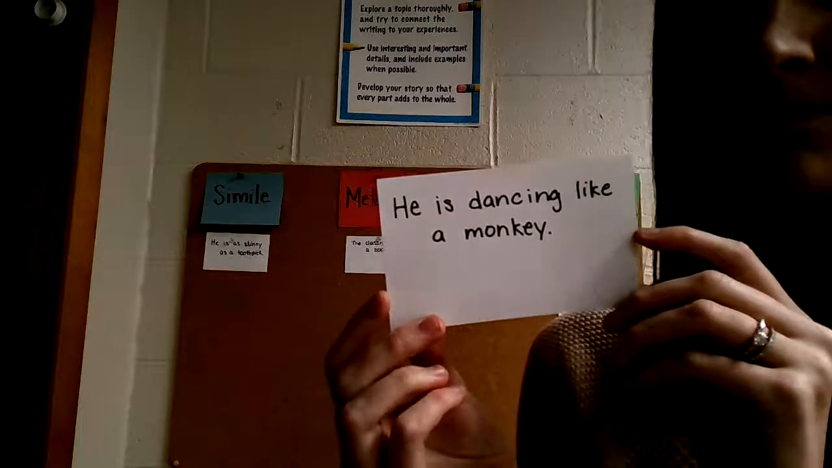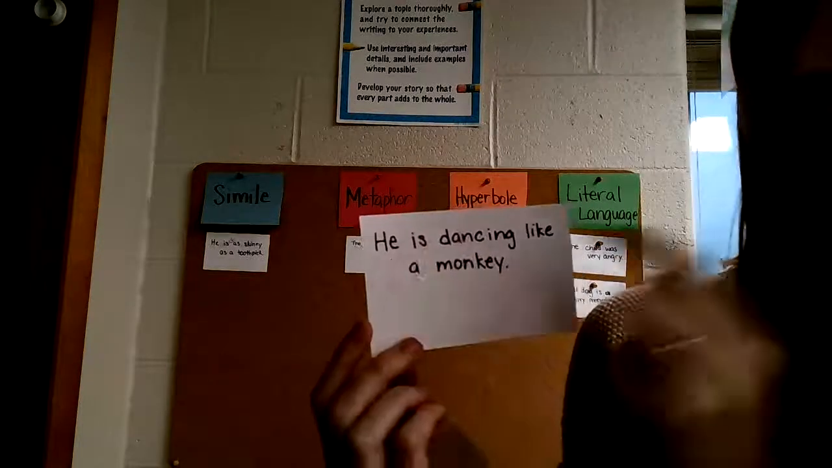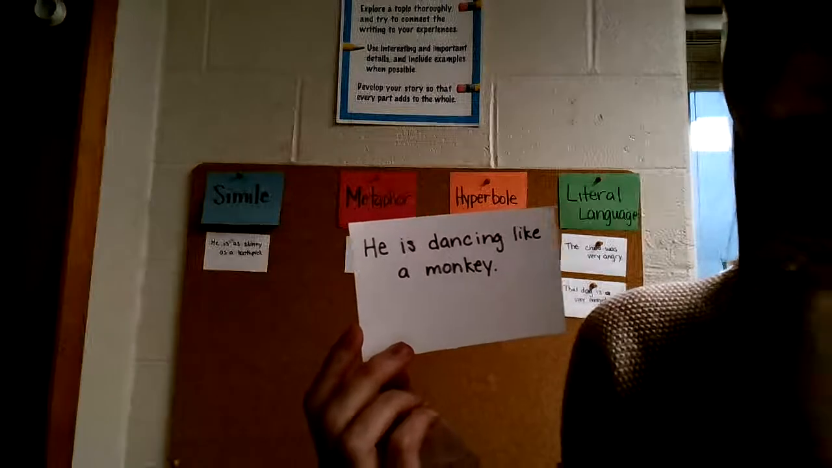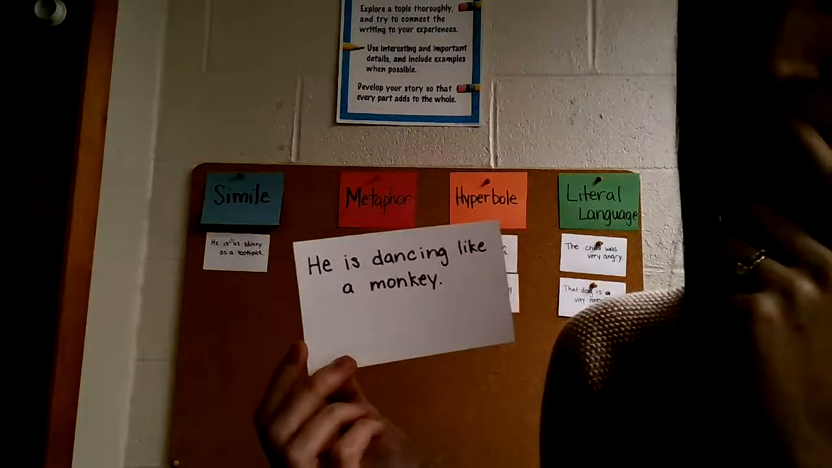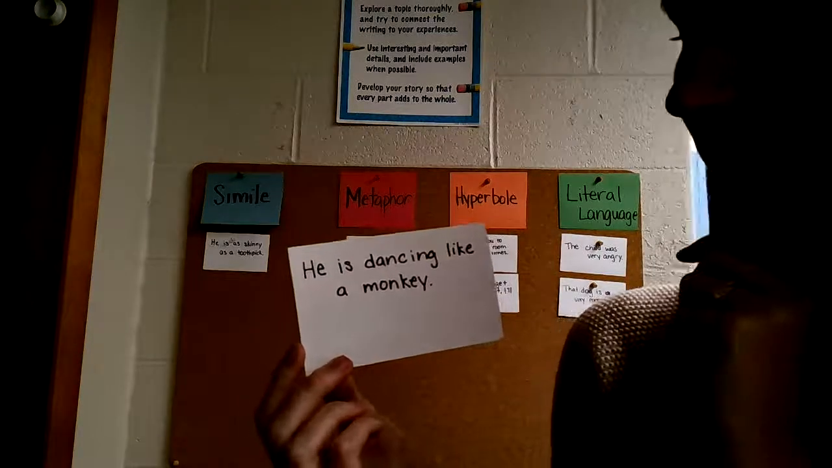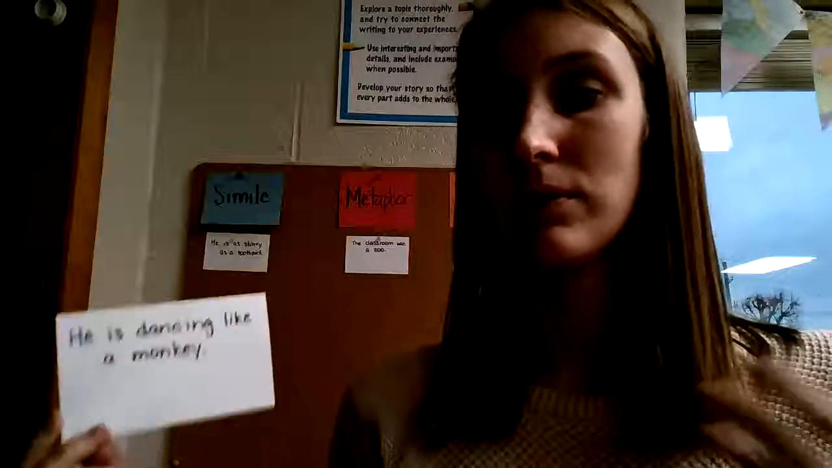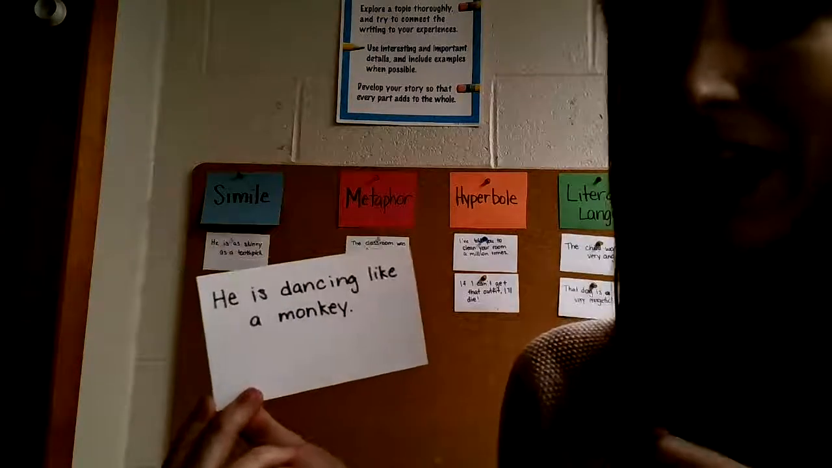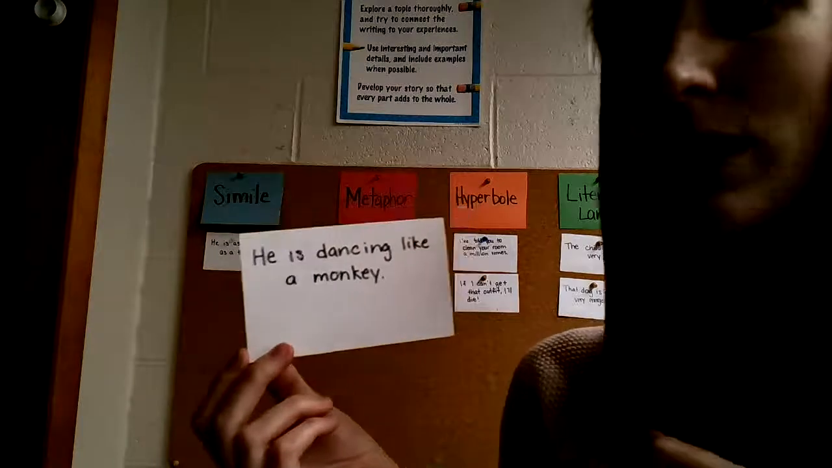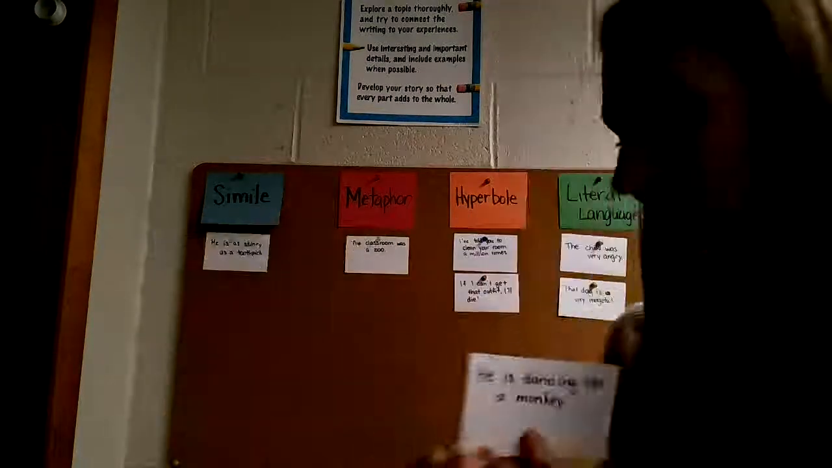He is dancing like a monkey. Here's my subject. Here's another noun here, monkey. That's a thing, right? Let's see, like. This person isn't really dancing the same way a monkey would, but they're probably dancing crazy. So I know that this is not literal language. Because of that like there, this is going to go under simile.